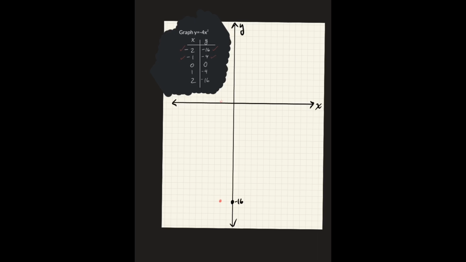Negative 1, negative 4. I drop back to my negative 1, which is about right here. And then I come down 1, 2, 3, 4. And there's my negative 4. 0, 0, that's the origin. There's my vertex. 1, negative 4. That means I go over to the number 1 and I drop down to the negative 4. And then 2, negative 16 means I go over to positive 2 and I drop all the way down to the negative 16. So as you can see, now I have all 5 of my points.